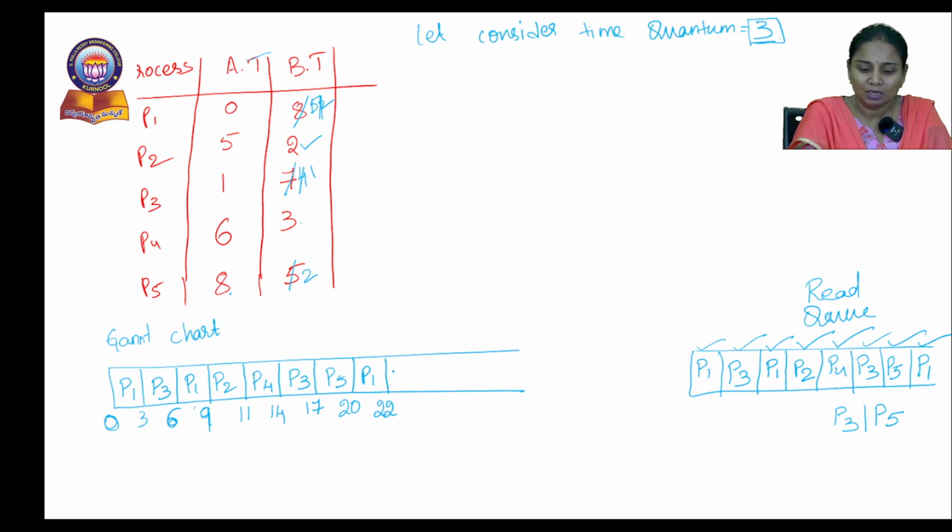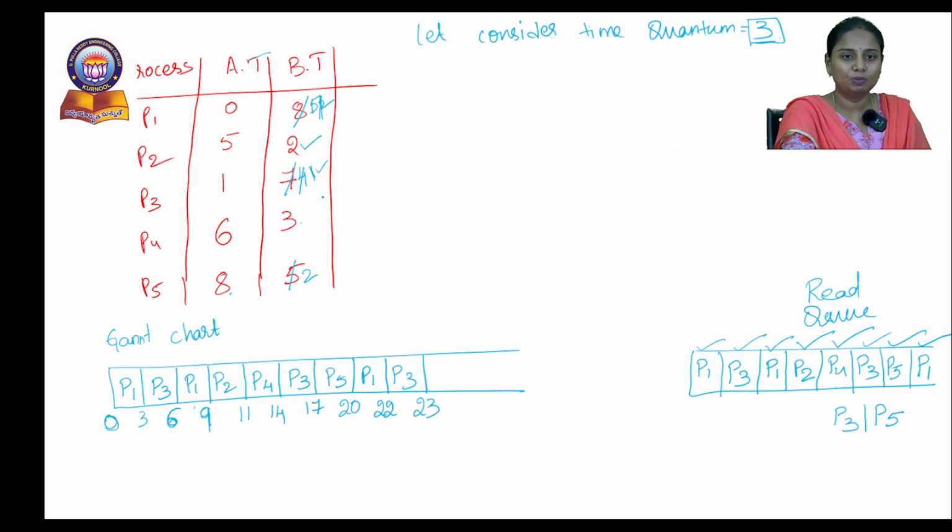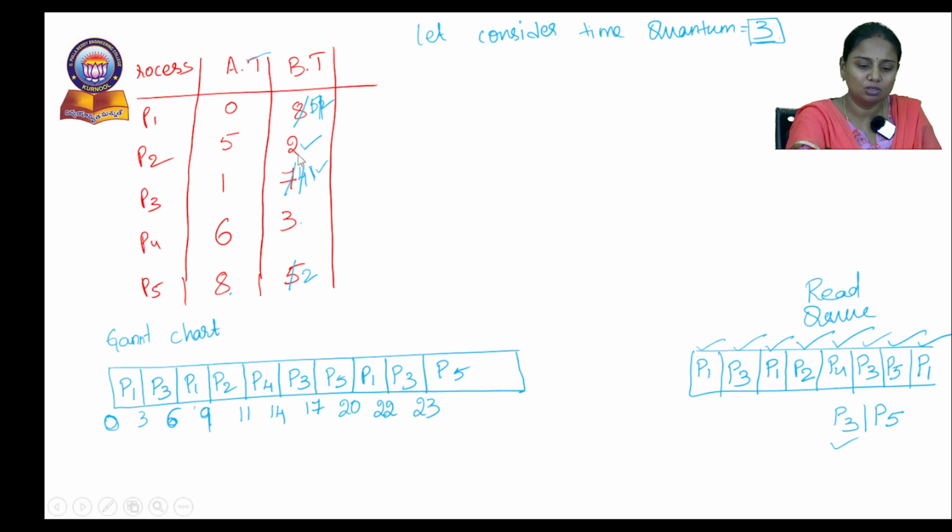After P1, P3 will get the chance. Now P3 has only 1 unit of time to be utilized. So 22 plus 1 will become 23. Now P3 has also completed all its CPU time utilization, so P3 is also going to be terminated. And last, P5 will get the chance. P5 is remaining with only 2. So 23 plus 2 will become 25, and P5 also completes its utilization, so P5 is also terminated completely.